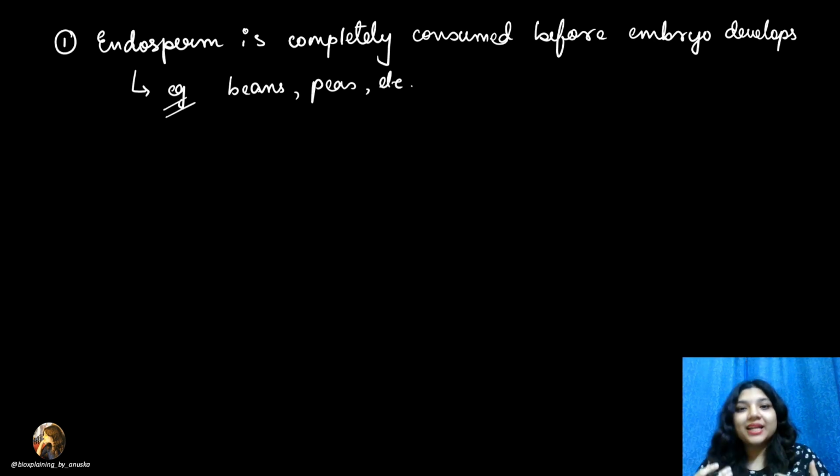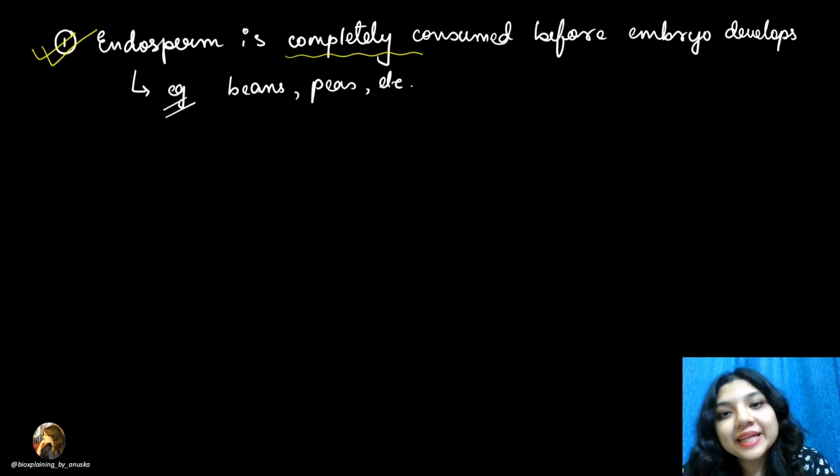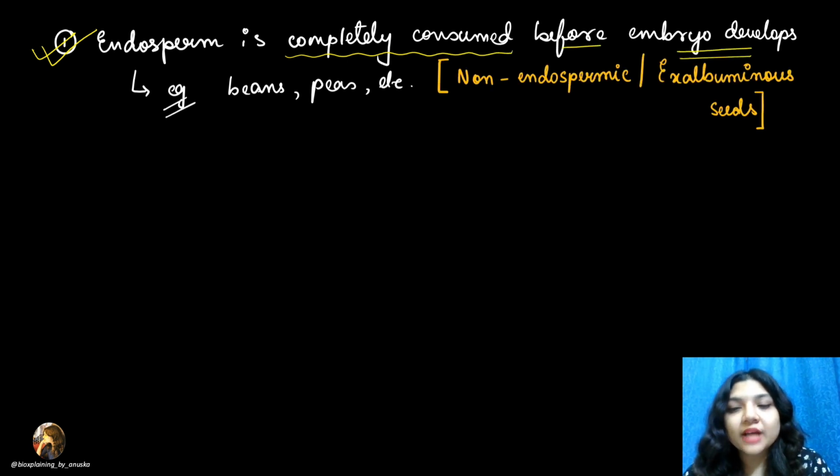Next, there are two types of seeds based on what happens to the endosperm before the embryo development begins. First category is if the endosperm is completely consumed before the embryo develops. This type is known as non-endospermic or ex-albuminous seeds. Non-endospermic means the endosperm has been completely used up. Nothing is left. We can find this in beans, peas, etc.